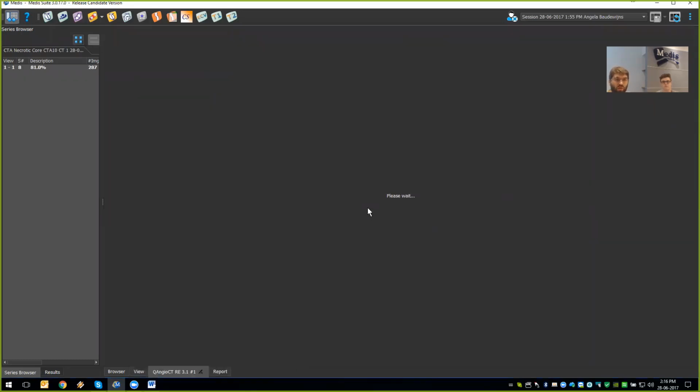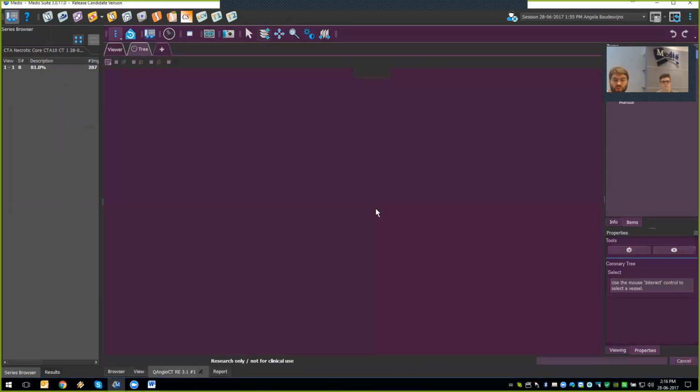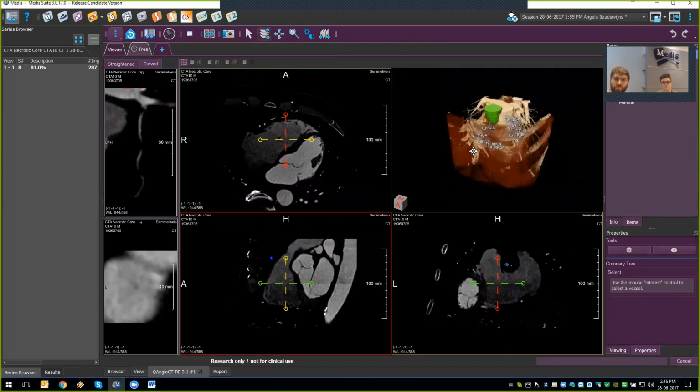So I opened this case, and it will first load in the data and start up the application, which will show in a few seconds the extracted coronary tree, which was fully automatically extracted from this set. So give it a few seconds. Yes.